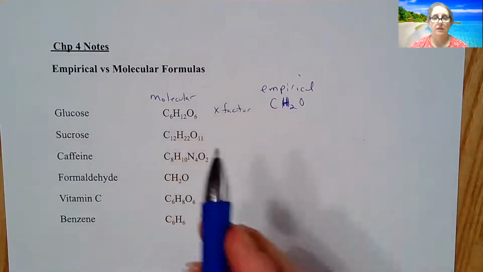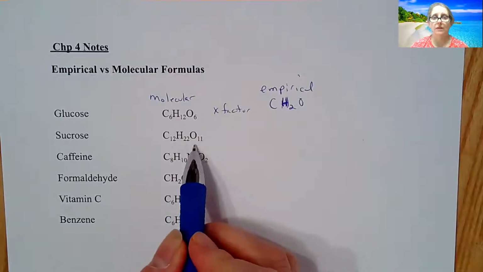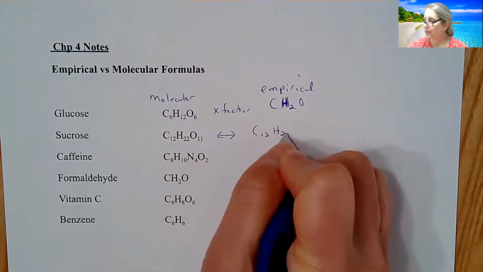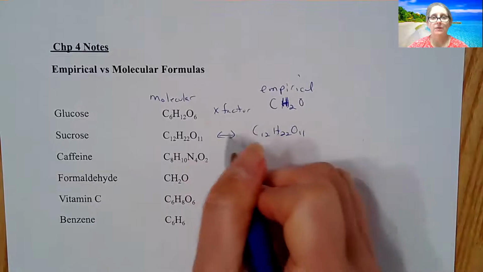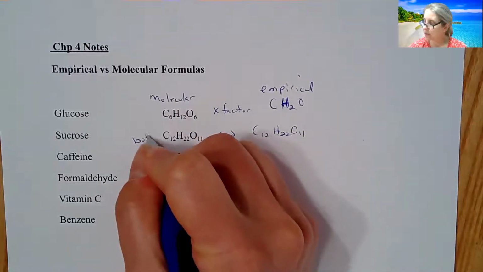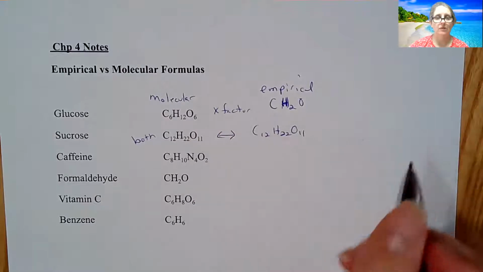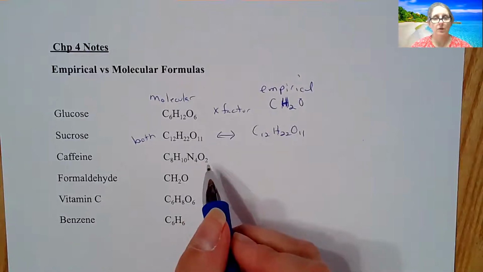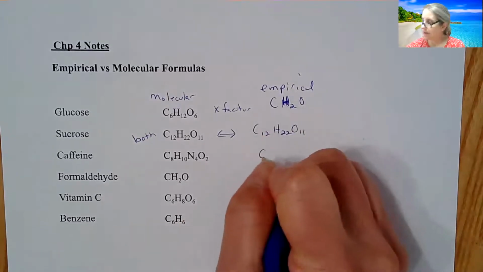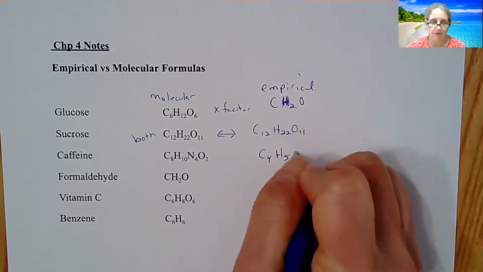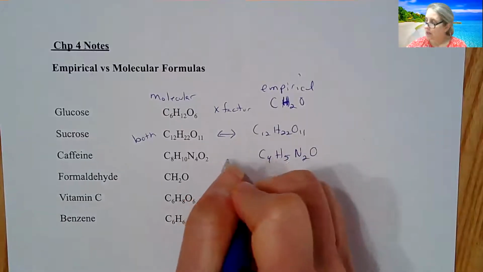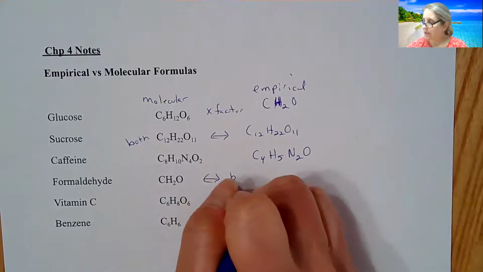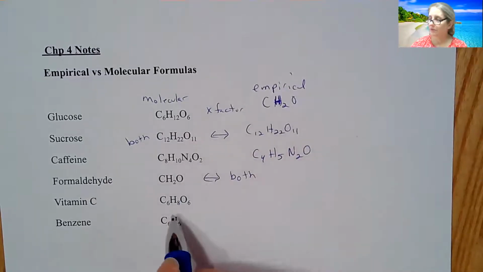So if I look at sucrose here, it is C12H22O11. There's no number I could really do to reduce that further. So it actually is both the empirical and the molecular, so you could write both next to it to kind of point that out to yourself. If I look at caffeine, C8H10N4O2 can be broken down by dividing by 2 to C4H5N2O. If I look at formaldehyde, CH2O, I really can't break that down. So this is both the empirical and the molecular formula.